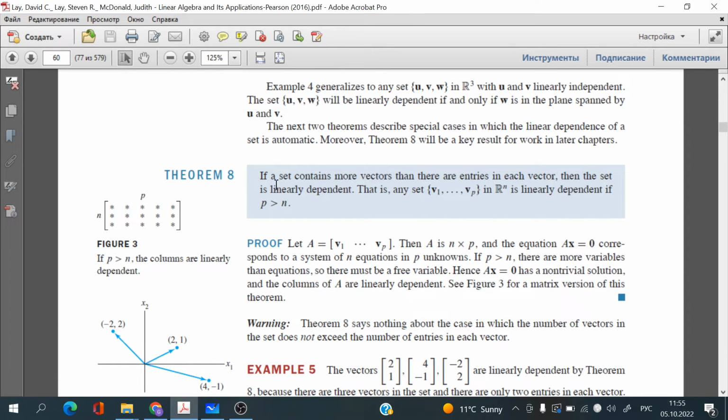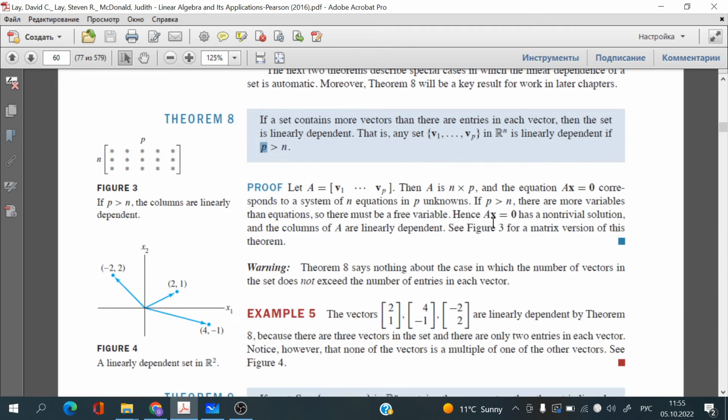And the following theorem: if a set contains more vectors than there are entries in each vector, then the set is linearly dependent. That is, any set v1, v2, and so on up to vp in Rn is linearly dependent if p is greater than n. So what does it mean? p is the number of vectors in the set, like v1, v2, v3, and so on. n is the number of rows. So in the case when we have p greater than n, we're going to get what? Linearly dependent.